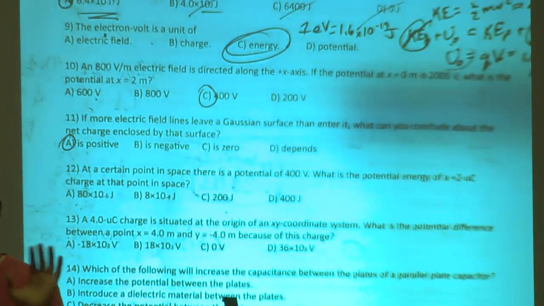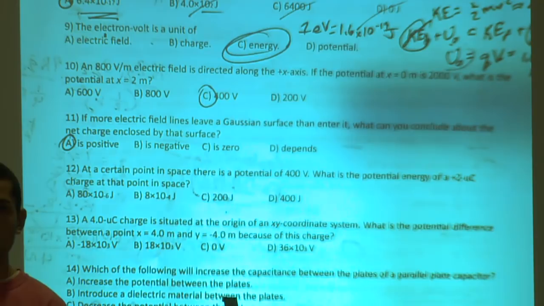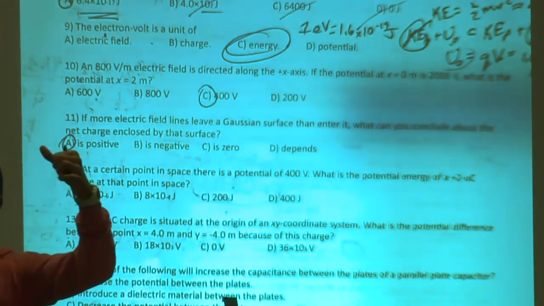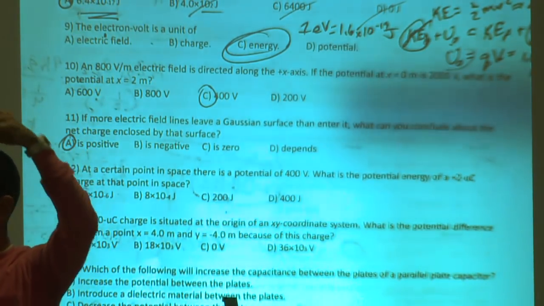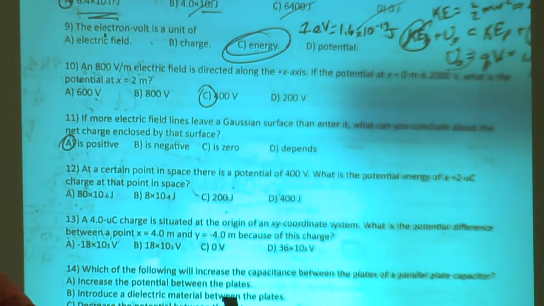Why do we like Gaussian surfaces and Gauss's law? What is our application for that usually? Finding electric fields at certain points, and we can find how much charge. If we want to find the enclosed charge, we make a random Gaussian surface, and then we see what the electric field is around it. We can see how much charge is inside.